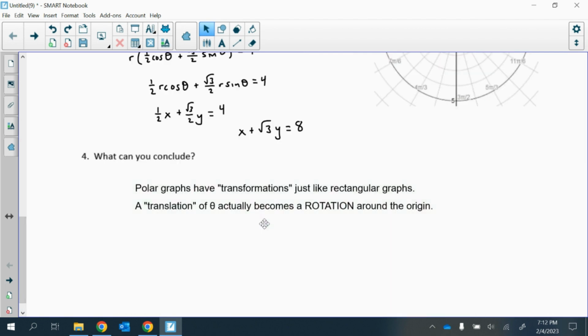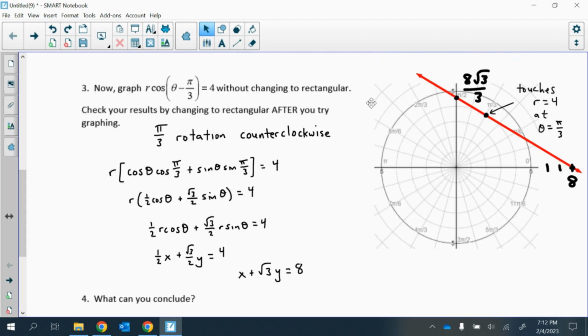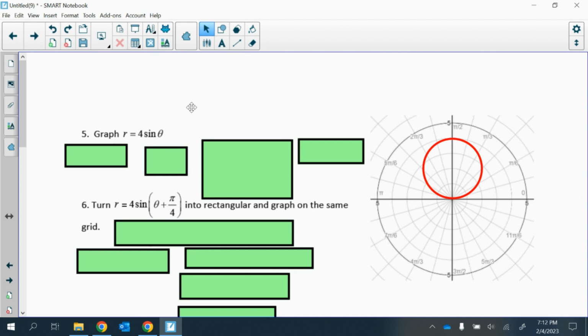So our conclusion is that polar graphs have transformations just like rectangular graphs, but instead of transformations in rectangular graphs that would be translations, we actually realize that if we translate theta, it is a rotation around the origin. So let's see another example of this.